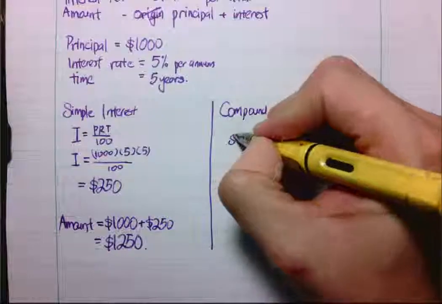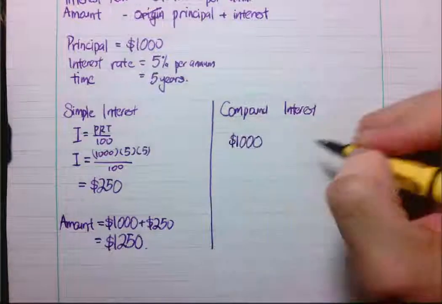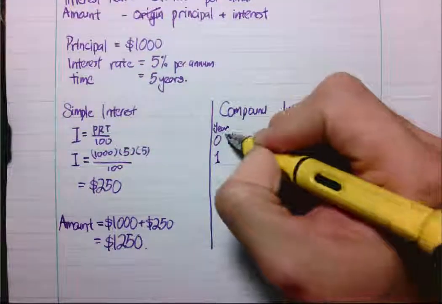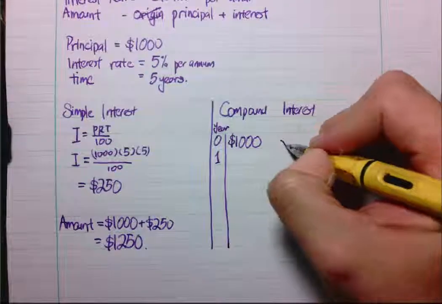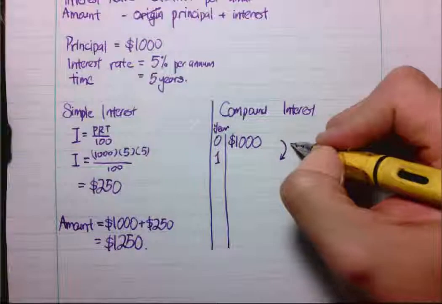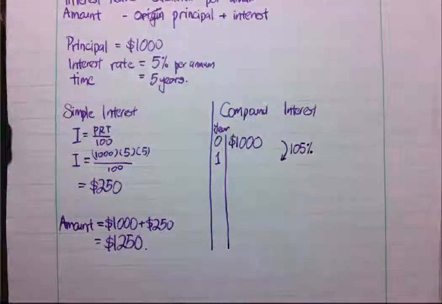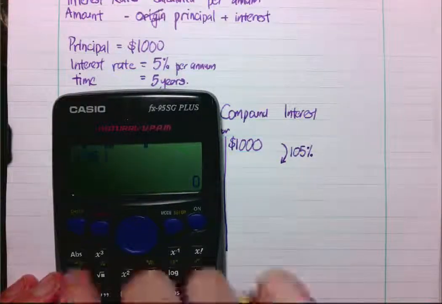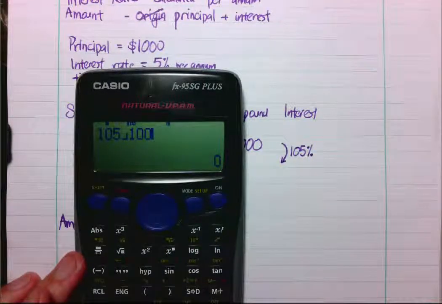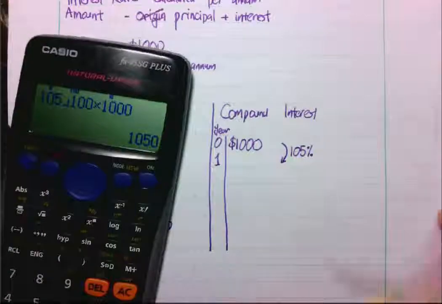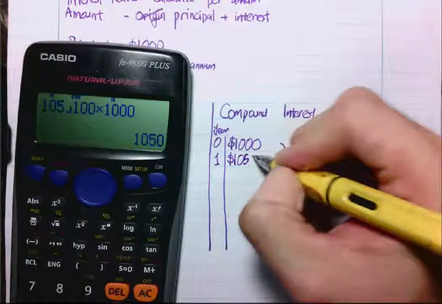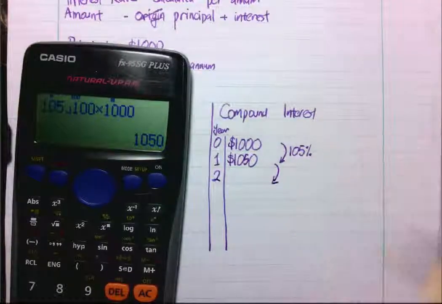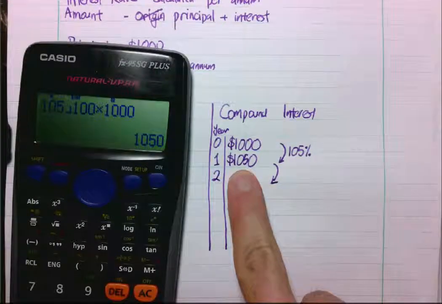Initially, we start with $1,000. This is the 0th year. After 1 year, you will earn 5% interest, so you get 105% of 1,000. How do we calculate 105% of 1,000? I take 105 over 100, that is 105% times 1,000. What I have after 1 year is 1050. Then, after 1 more year, the principal is no longer 1,000, it is 1050.